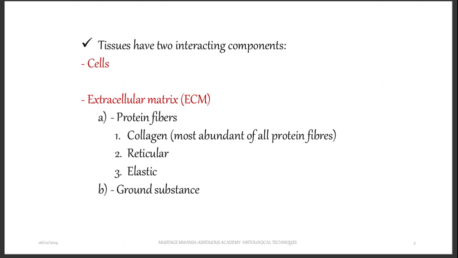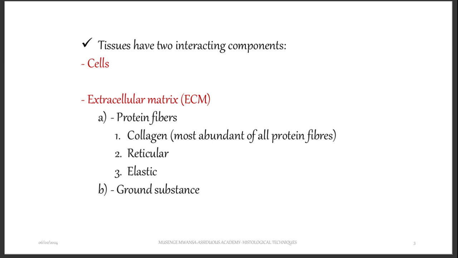Now, of the extracellular matrix, you have got two things. You have got protein fibers and ground substance. The protein fibers include three types of proteins. You have got collagen, which is the most abundant in most types of tissue. You have got reticular fibers and elastic fibers. So we are going to see that when it comes to different types of tissue, the composition of these three types of fibers is going to differ. Some tissues are going to have more collagen than reticular, others are going to have more elastic than reticular or collagen. So that will simply describe the function of that tissue.